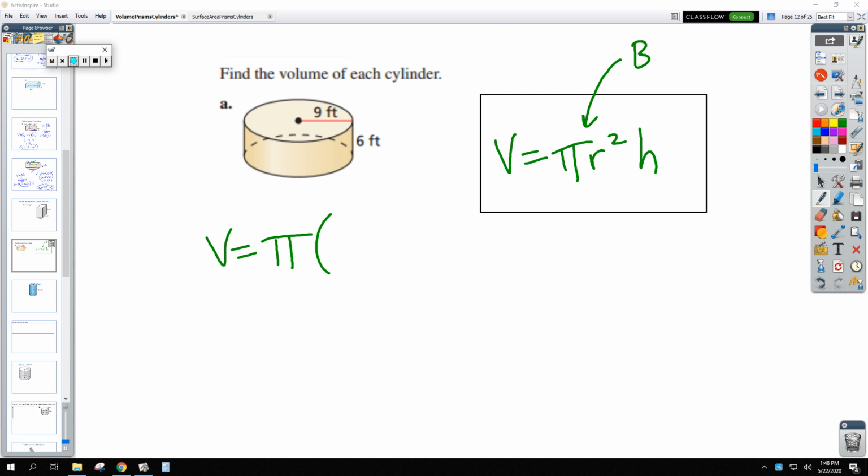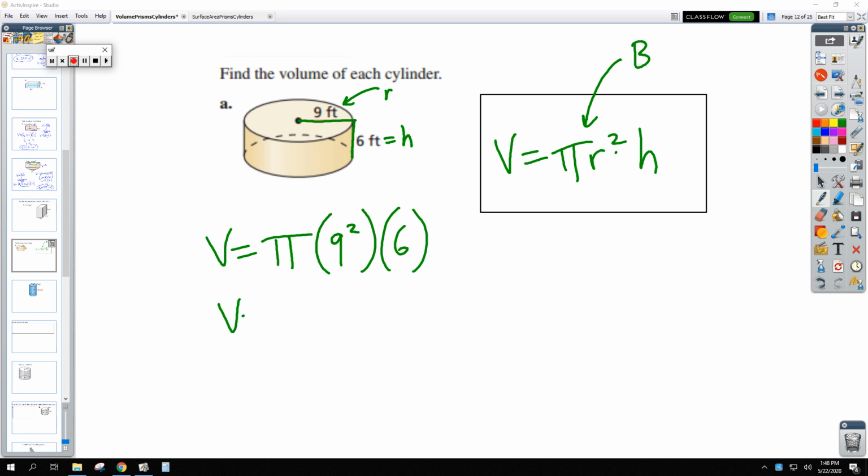What's the radius of our base? Clearly labeled there, 9 foot. What are we going to do with the 9? Squared. Times that by the height of the cylinder. What is the perpendicular distance between our bases? 6. You're going to find these cylinder volume formulas to be pretty straightforward.